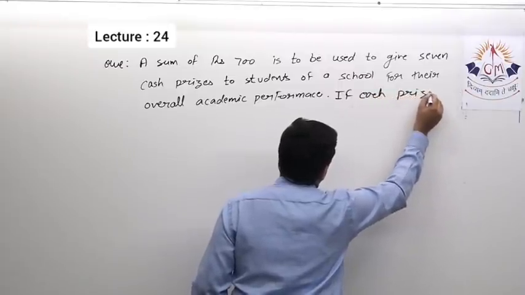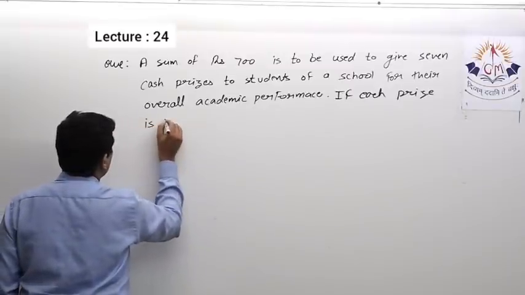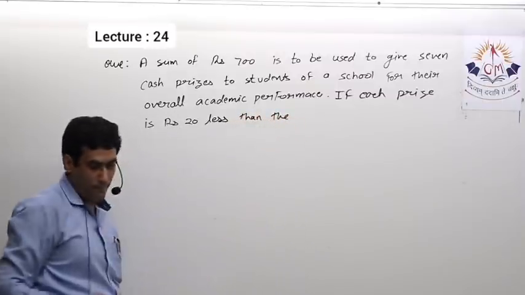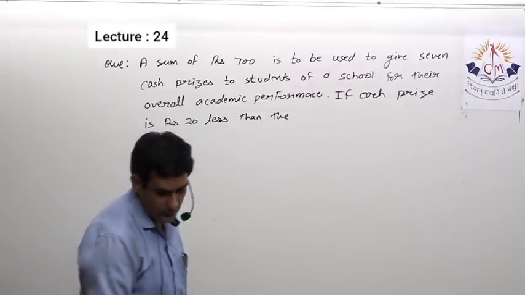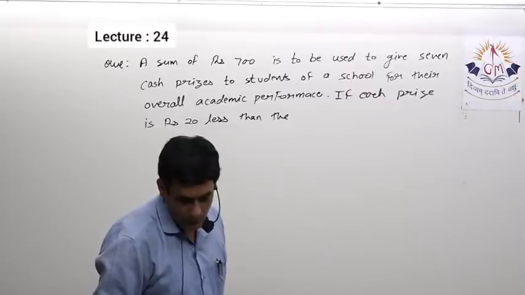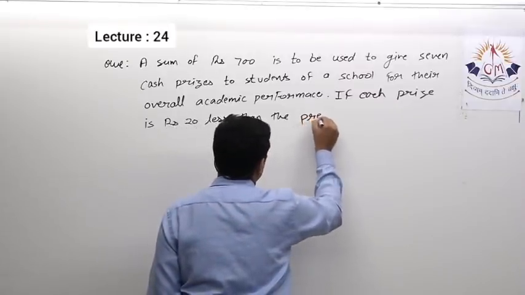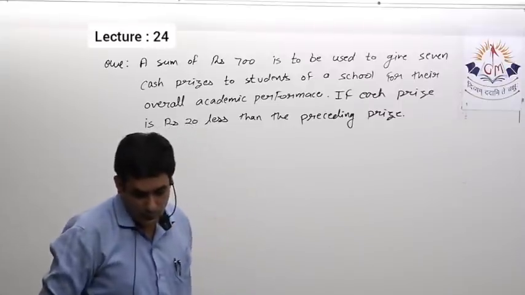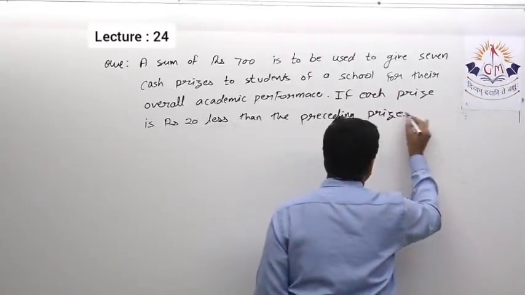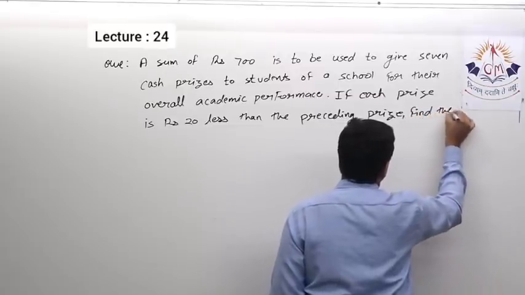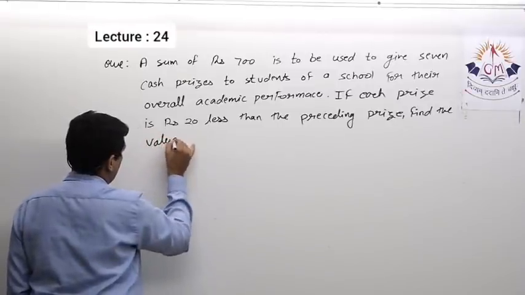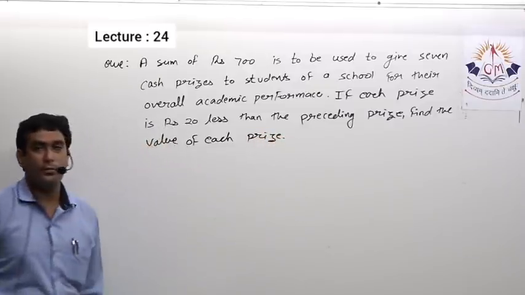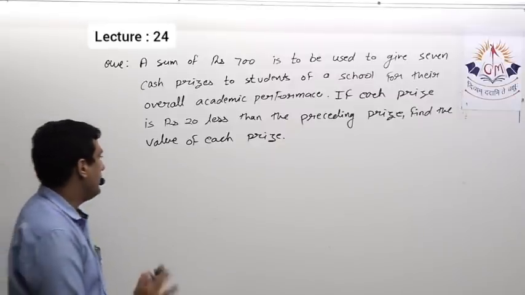If each prize is rupees 20 less than the preceding prize, find the value of each of the prizes. Read the question once again and think over it, then I will give you the solution.